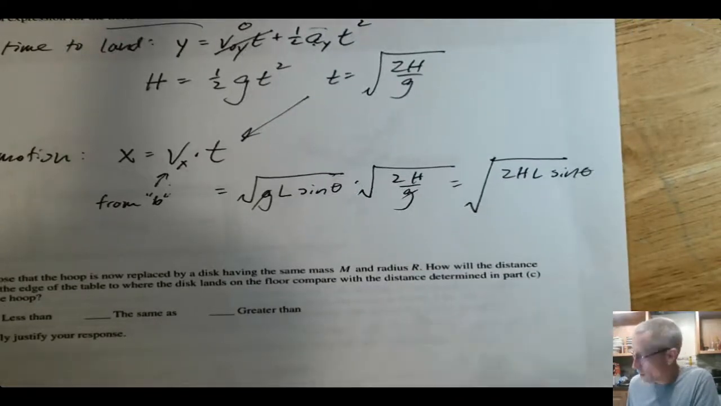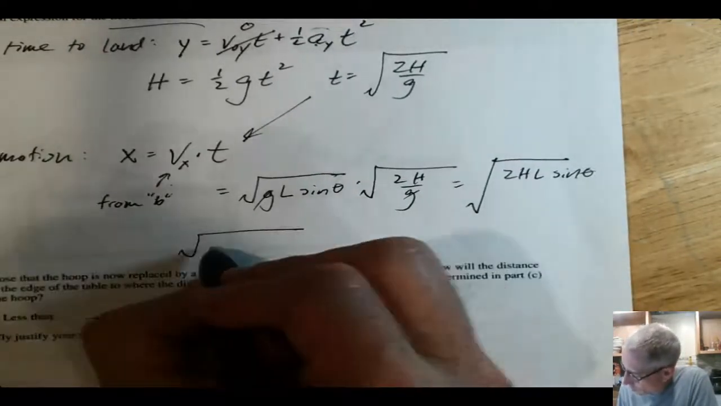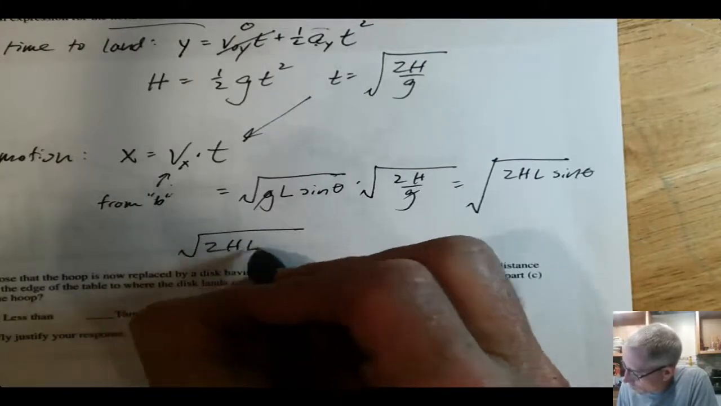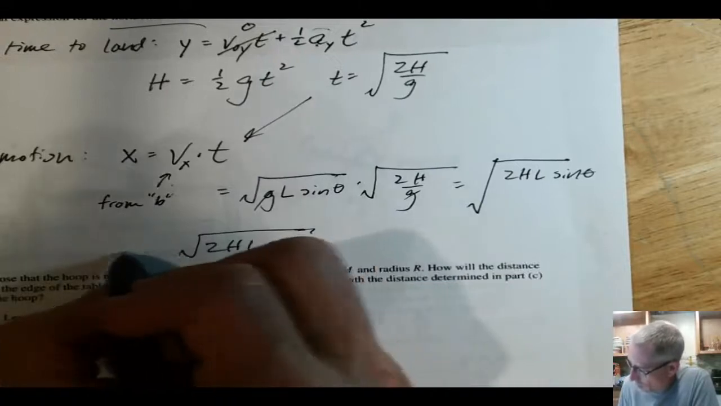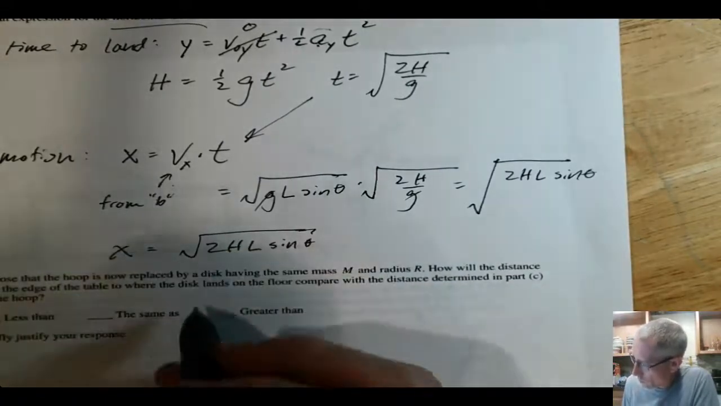So I'm going to rewrite this. Square root of 2hl sine theta is my x. Okay.